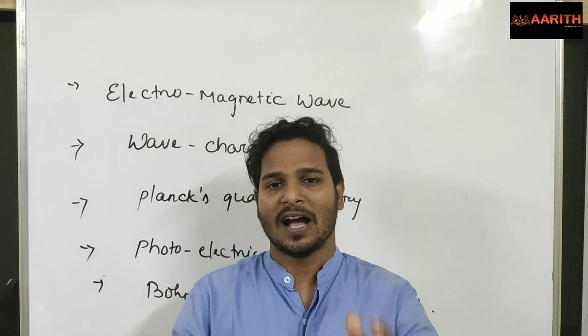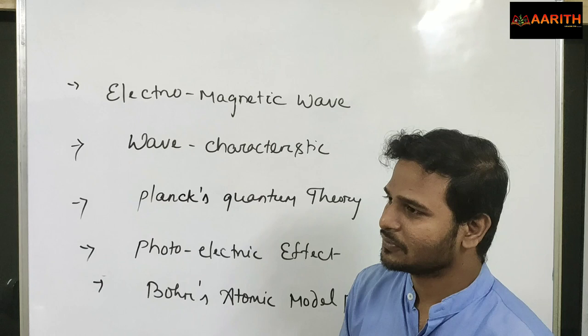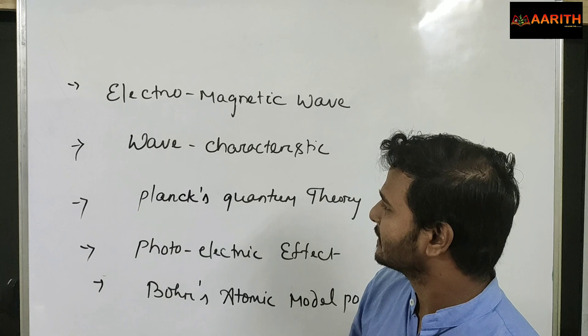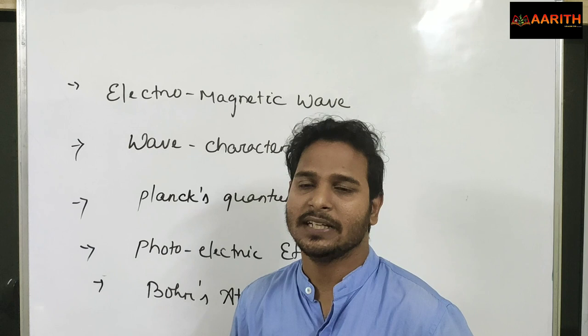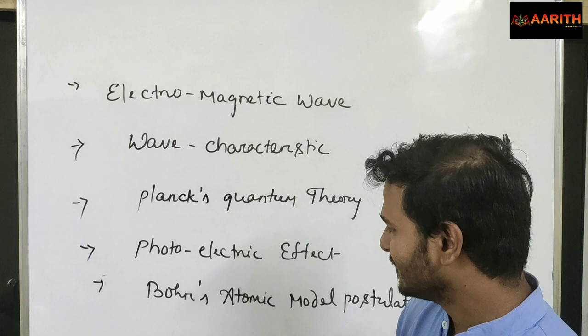So now we start our class. Today, the content is electromagnetic wave. You know what is wave? Wave means some disturbances. Second, wave characteristics. In this content, we discuss frequency, wave number, time period, amplitude. Then Planck's quantum theory, black body radiations. And second, photoelectric effect, the ejection of electron by applying some light. And finally, Bohr's atomic postulates.